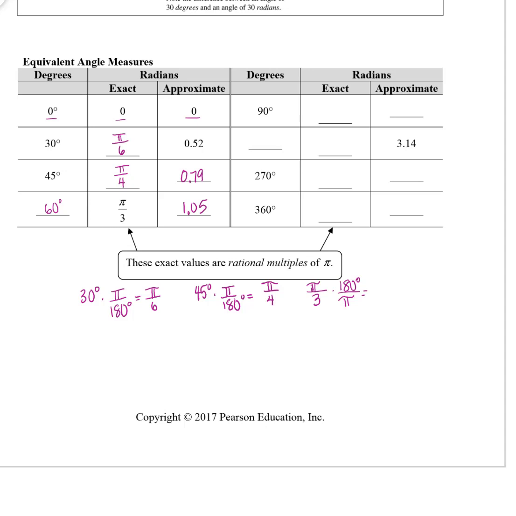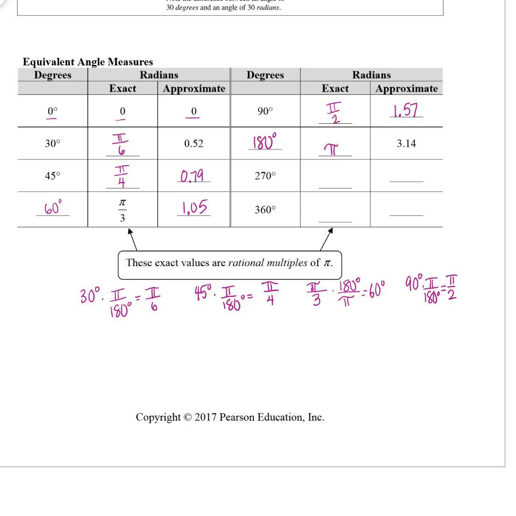90 degrees is how many radians? Well, that would just be 90 degrees times pi over 180 equals pi over 2. So the exact is pi over 2, and then the approximation is 1.57. 3.14 is approximately pi, and we know that pi is the same as 180 degrees. And then you can probably figure these out.